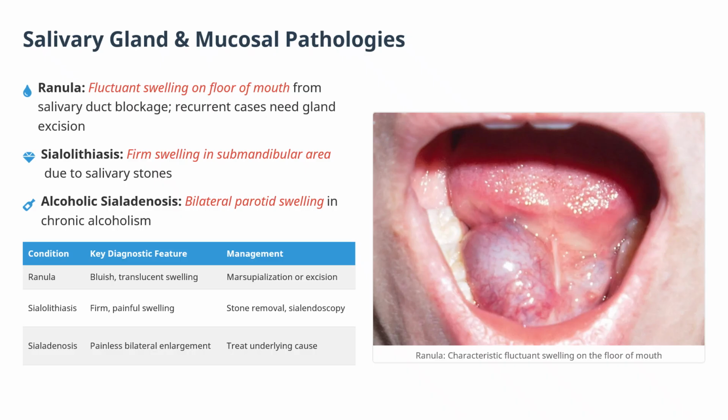Okay, also you need to revise the salivary gland and mucosal pathologies. You have ranula, sialolithiasis, and alcoholic sialadenosis. Okay, and you have here the key diagnostic features and management, and you need to revise more information in the lecture of the oral swelling.